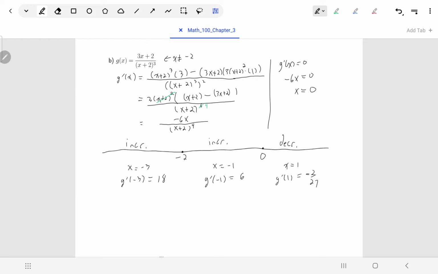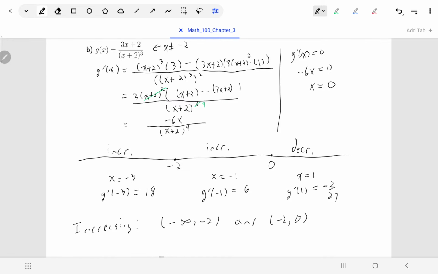So where am I increasing? Where am I decreasing? I'll say again, for increasing, we have 2 intervals. We have everything up to negative 2. We're increasing, and we're also increasing between negative 2 and 0. I do want to caution us, because you might be tempted to say, oh, we're increasing all the way up to 0. But of course, that's not the case.